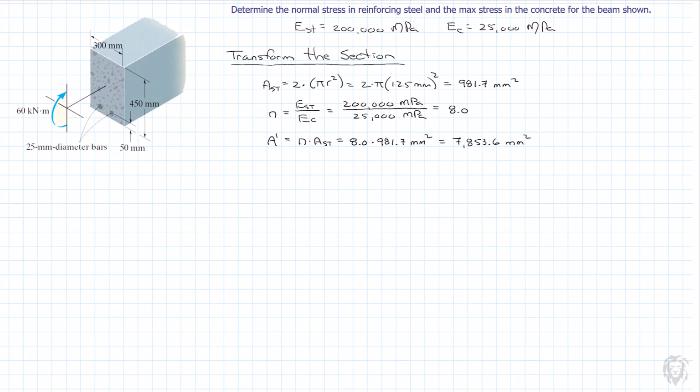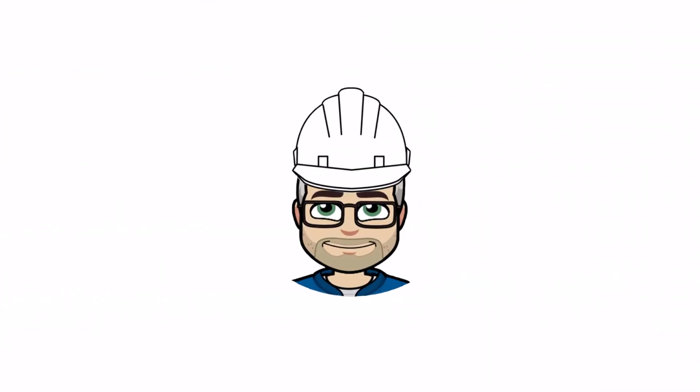So I'm going to just pop out. The example where I've taken this from has a really good representation or graphic that shows the transformed section. So I'm just going to pop out, grab it, put it in here, and then we can carry on with the solution. Okay, there we go.